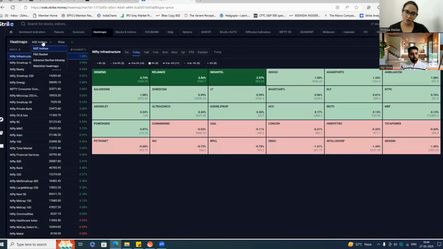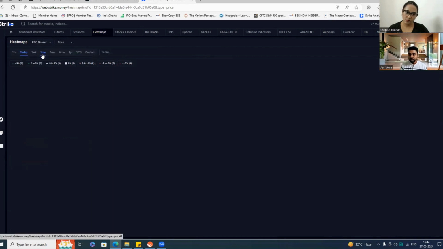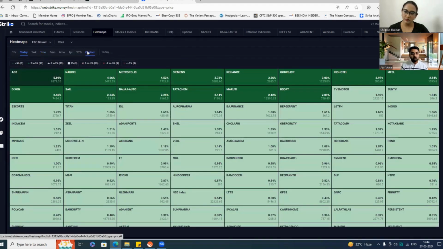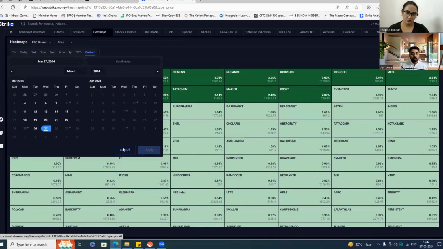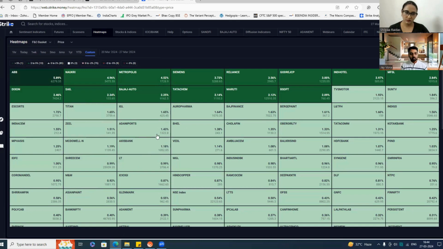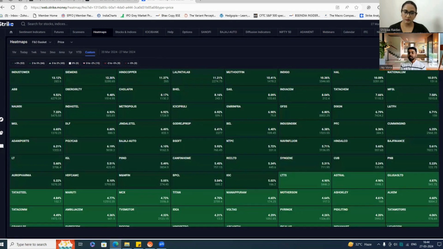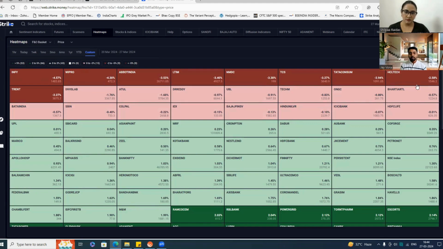So you can go to the heat maps in the FNO basket, okay? Go to custom, and the lowest point was on 20th March, right? So we do 20th March to 27th, and over here, whichever stocks you see on the higher side in green, these are all the outperforming stocks in this entire pullback. But the ones in red, these are the underperformers.